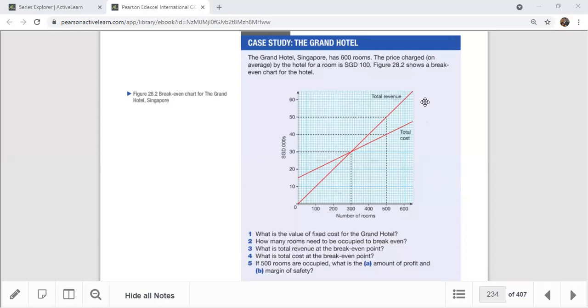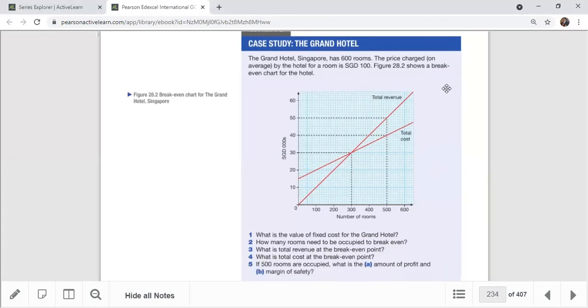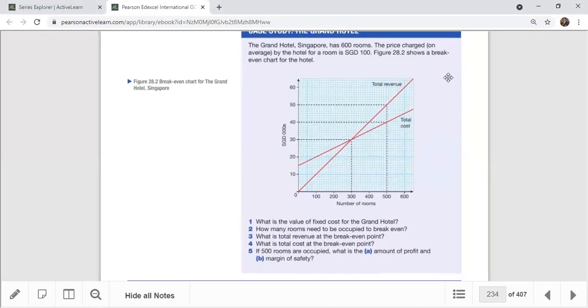According to this, look at activity number 2, the Grand Hotel. The Grand Hotel in Singapore has 600 rooms. The price charged on average by the hotel for a room is Singapore dollar 100. That's the selling price of a hotel room. Figure 28.2 shows the break-even chart for the hotel. You can see the total revenue curve goes like this, and the total cost curve starts from here and goes like this. They're asking a couple of questions.